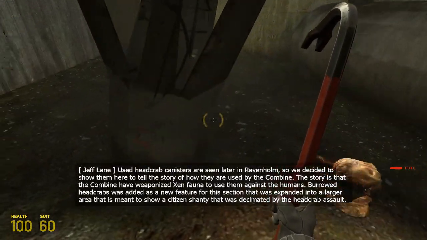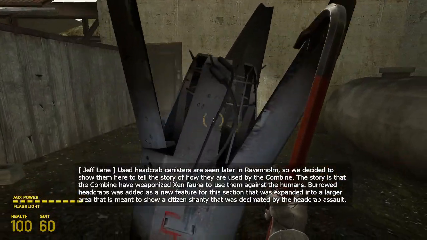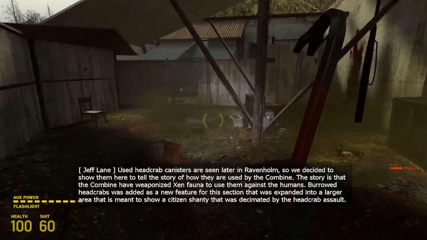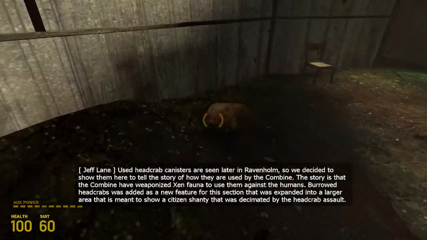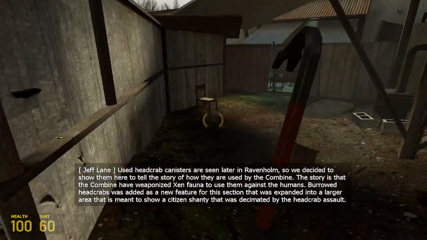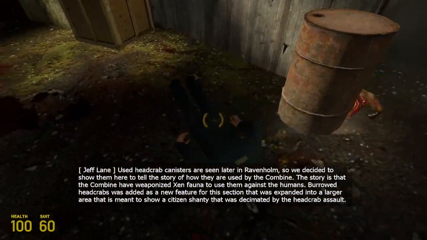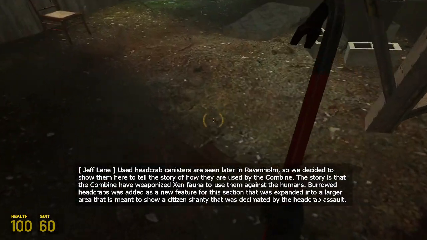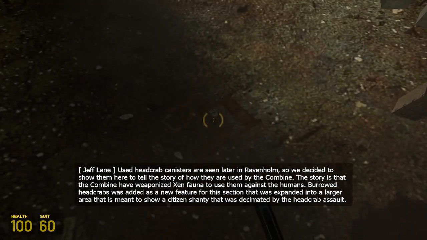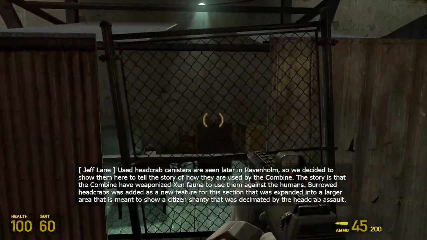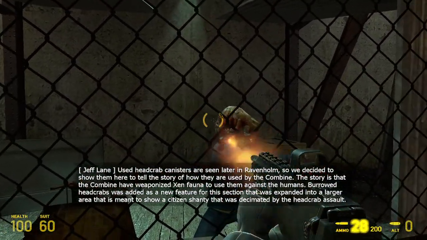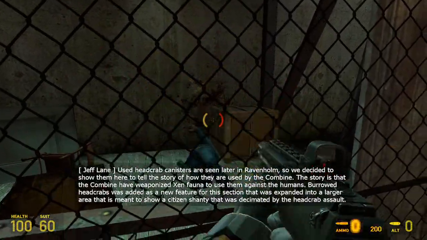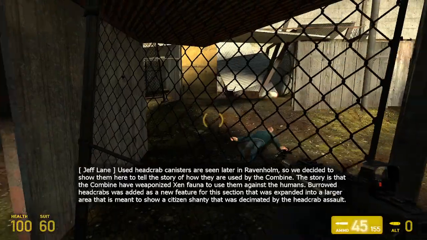Headcrab canisters. Used headcrab canisters are seen later in Ravenholm, so we decided to show them here to tell the story of how they're used by the Combine. The story is that the Combine have weaponized Xen fauna to use them against the humans. Burrowed headcrabs was added as a new feature for this section that was expanded into a larger area that is meant to show a citizen shanty that was decimated by the headcrab assault.